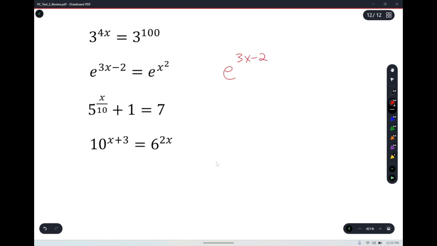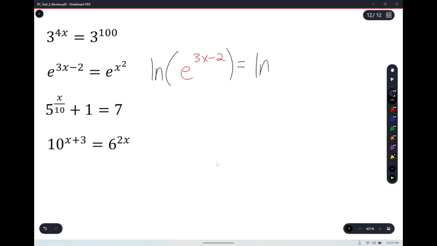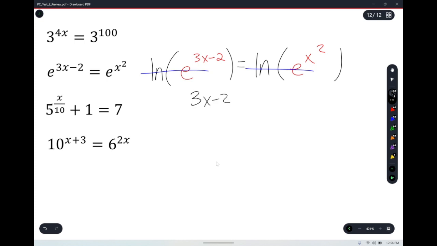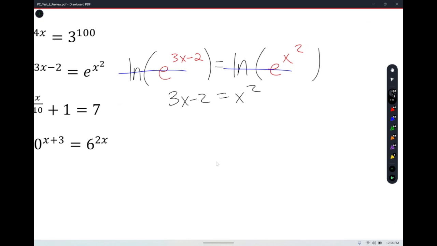So how do you get rid of an e? You natural log the whole thing. But wait. What you do to one side, you have to do to the other side, right? Lucky for us, there's an e there too. So what happens to those ln's and those e's? They cancel, and you're left with 2 equals x squared. Your job now is just to go to town solving. And do we keep both answers? Yes.